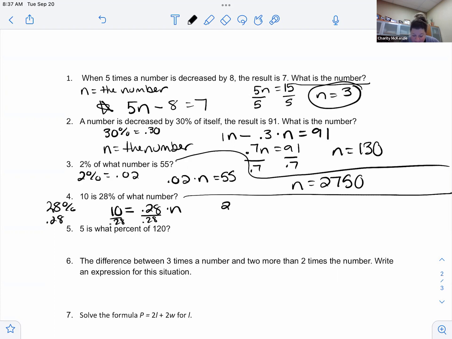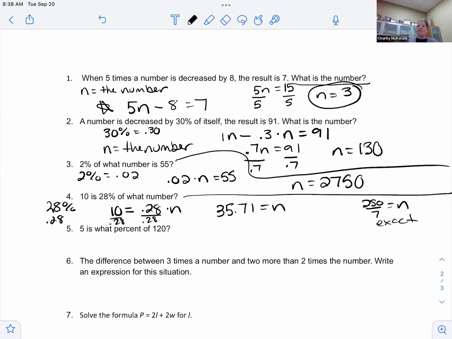And I get 35. That is not a 3. We'll just round to 2 places. So 35.71 equals n. If you wanted to keep the fraction, you could, which would be 250 over 7. Okay, if you need exact.